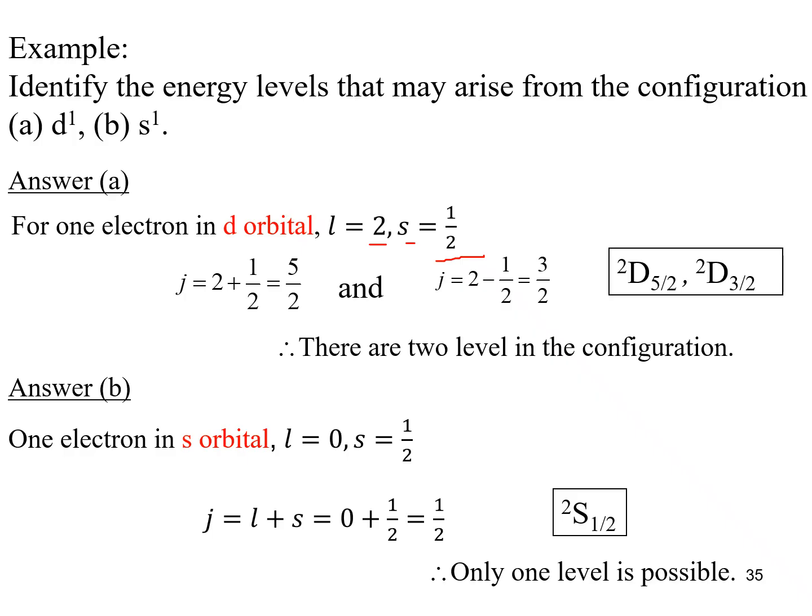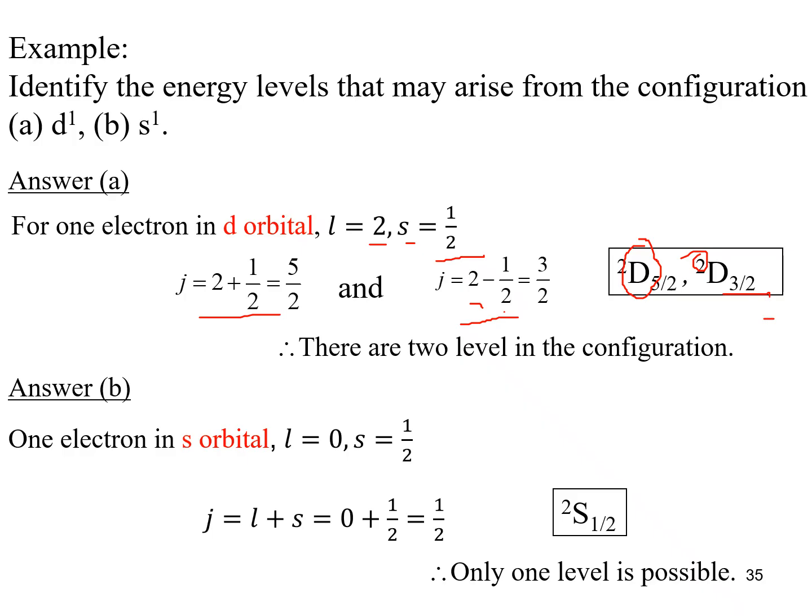So we can find out the value of J, where we have the maximum value of J with L plus S and the minimum value of J, which is L minus S. So there are two levels in the configuration. With the d orbital, the state symbol is capital letter D, and the multiplicity 2S plus 1 equals 2. So we have the term symbol of doublet D, 5/2 and 3/2.